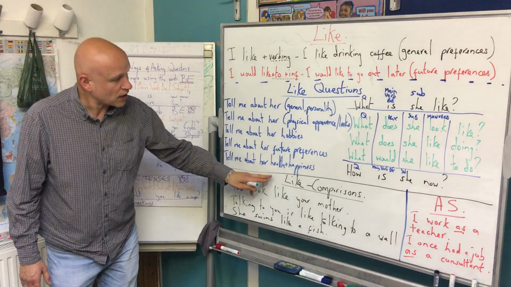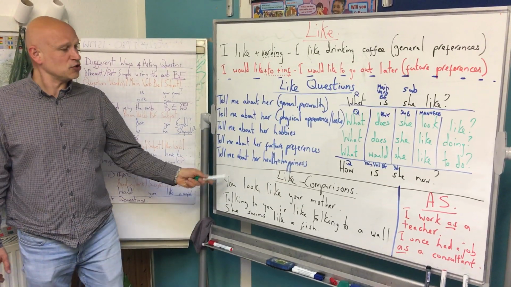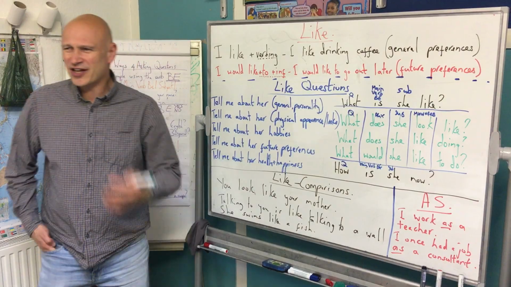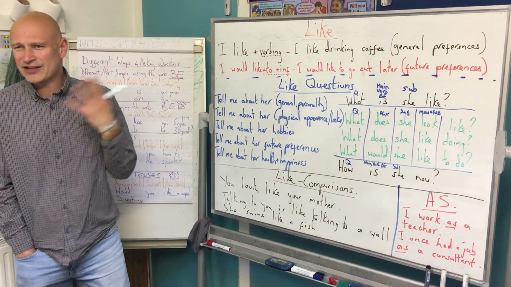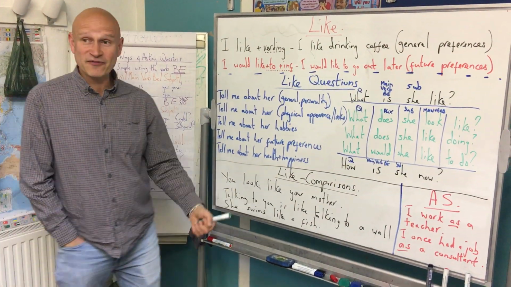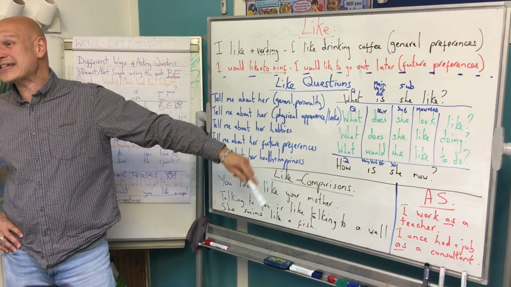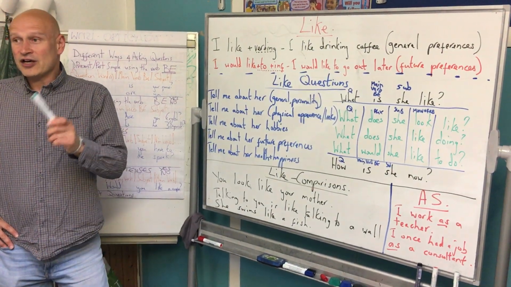We also use like for comparisons. Oh, you look like your mother. Talking to you is like talking to a wall. You never listen, you never talk back, no conversation. She swims like a fish, means she's a very good swimmer. We use this language. They're like idioms.